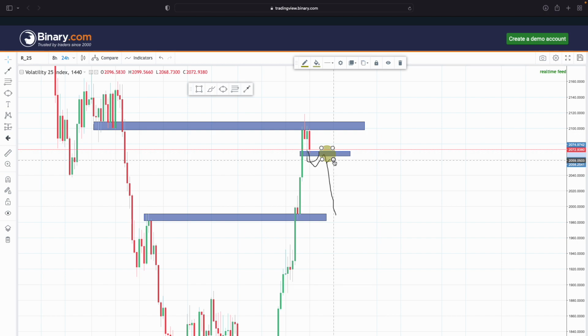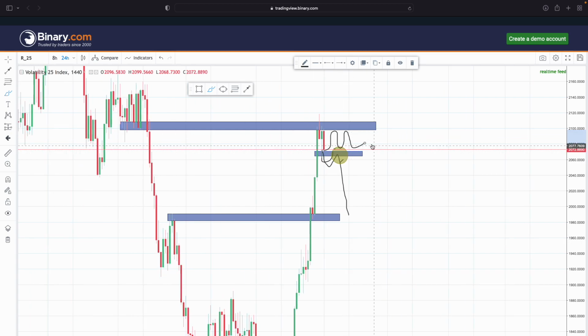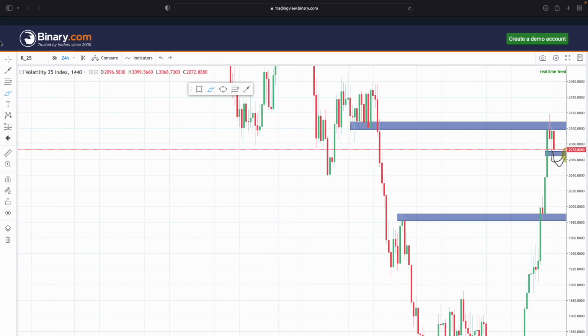There we go. So that's what we're going to do. Remember, clear break. Like I said, also if you're a scalper, you can scalp this consolidation phase, but just be careful in there as well.